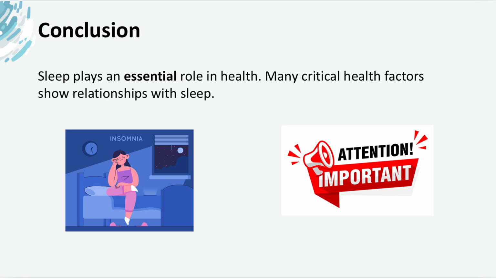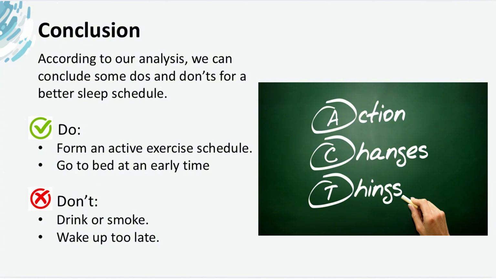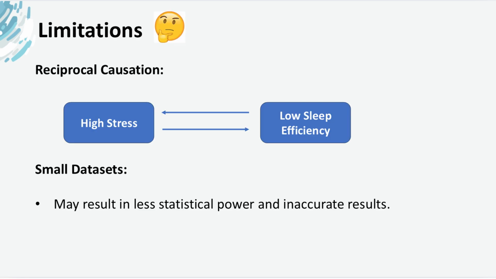Finally, let's move on to the conclusion. According to our data analysis for question 1, sleep plays an essential role in health. There are many health factors that are related with sleep. According to the analysis for question 2, we can conclude some do's and don'ts for a better sleep schedule. We can form an active exercise schedule and go to bed at an early time. We shouldn't drink or smoke or wake up too late.